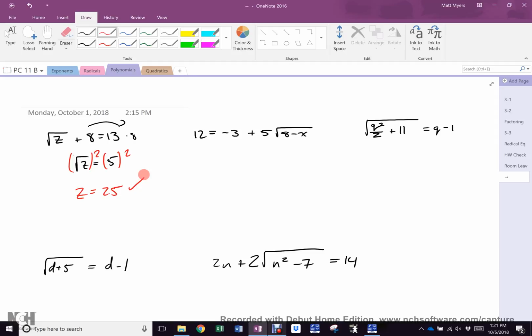So, what am I going to do with the next one? You're going to get rid of that 3 because you want to get that radical isolated. So that's going to come over here, and I'm going to get 15 equals 5 root 8 minus x, yes? Is the radical isolated yet? No, so isolate it. What do I do to get rid of 5 times something? Divide by 5, divide by 5. 3 equals the root of 8 minus x.